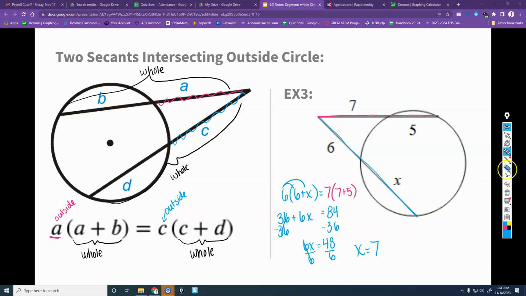So x is going to equal 7. No, 8. What am I thinking? 8. 42 would be 7.